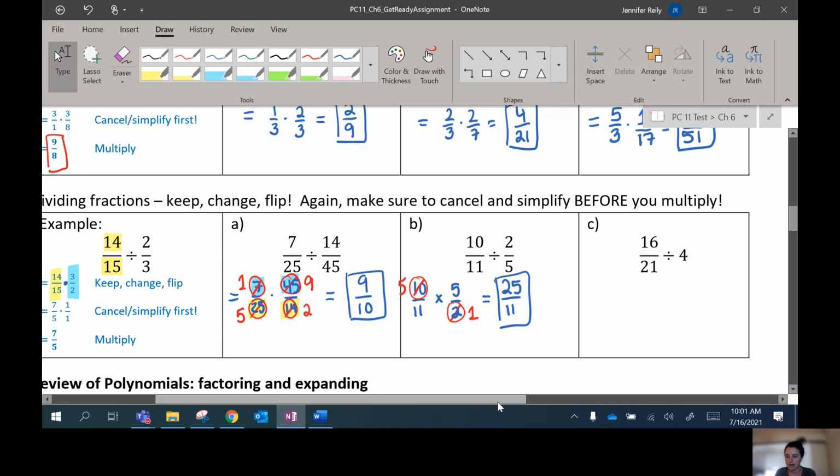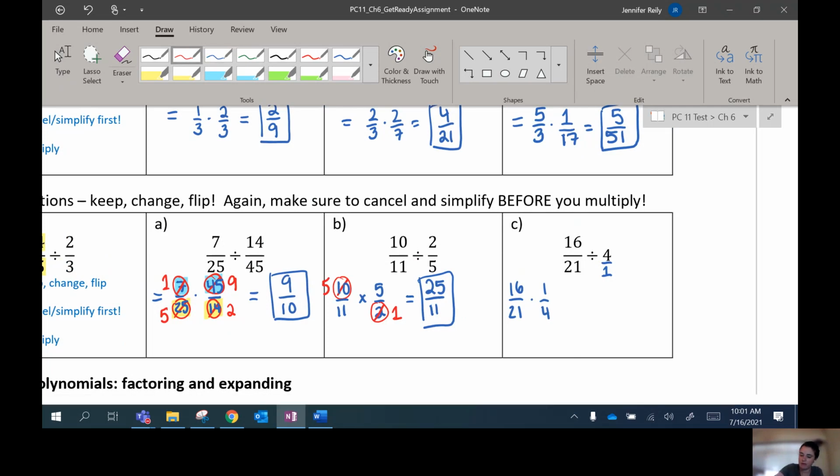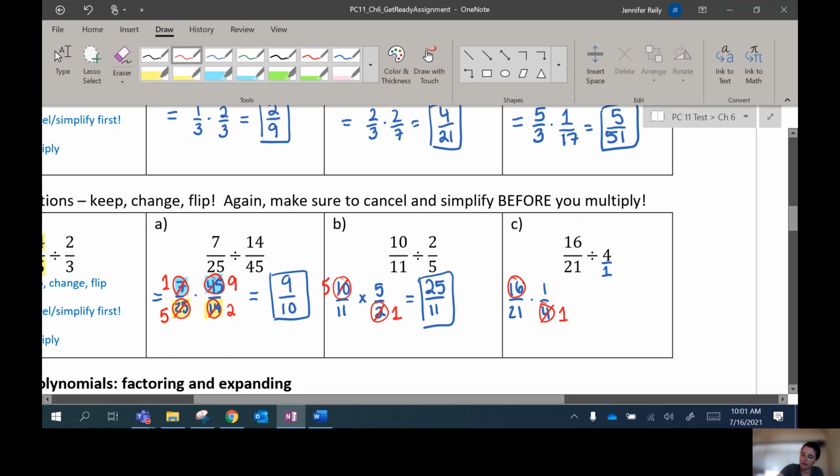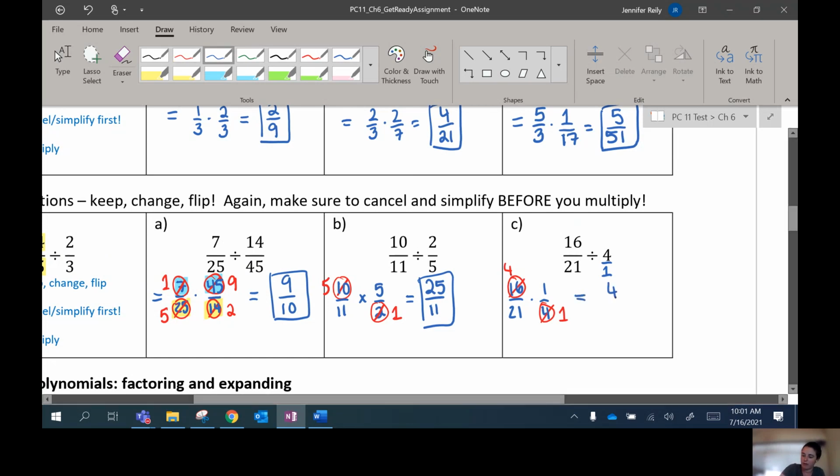There we go. Okay, and last one, if you have a whole number, this is just a reminder that that is the same as 4 over 1. Any whole number has a 1 in the denominator. We're just not used to writing it. So we still use the keep, change, flip. The rules don't change. And then we do our cancellations, 16 and 4, those can be divided by 4. So simply have 4 over 21.